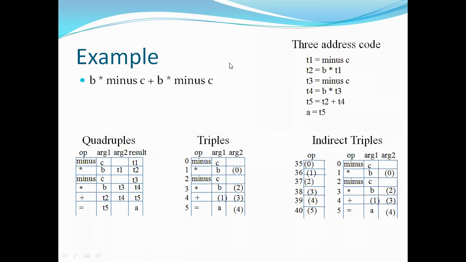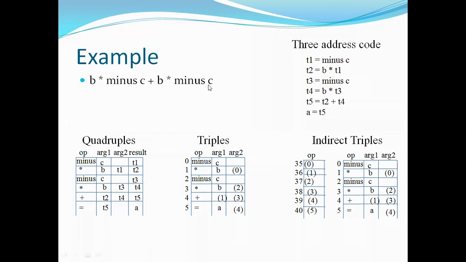Now come to the right side. Again, T3 is equal to minus C. Here I am not implementing any DAG, so don't take the same temporary here. You need to write a new temporary for the minus C, even though it was already in T1. If you want to eliminate duplicate temporaries, then you need to choose the DAG representation. So here we are not constructing any DAGs.